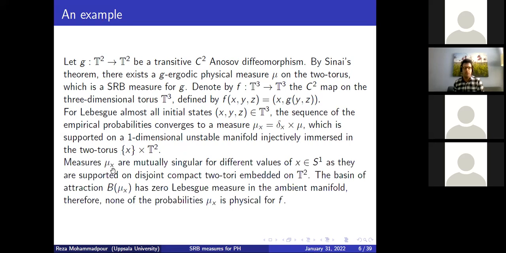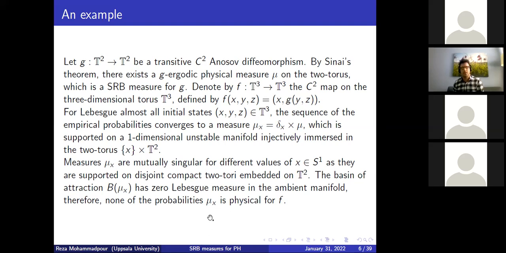The measures mu x are mutually singular, because we consider different values of x on the circle. And it's easy to see that, based on the basin of attraction of mu x, this set has zero Lebesgue measure in the ambient manifold. So none of the probability measures mu x is physical for f.